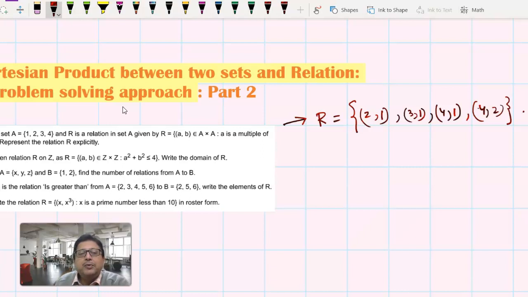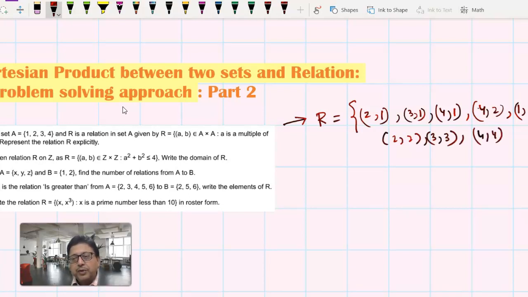But we are doing one mistake here. We have taken different elements. We did not consider the case when two elements are equal. Then also first element will be multiple of second element. So you need to include (1, 1), (2, 2), (3, 3), (4, 4) also in R. So relation are written explicitly in terms of elements of the set A.